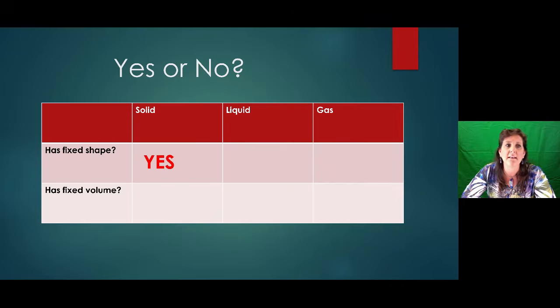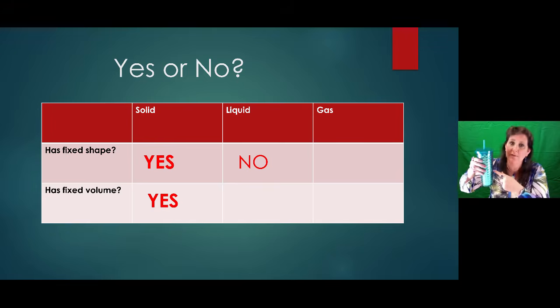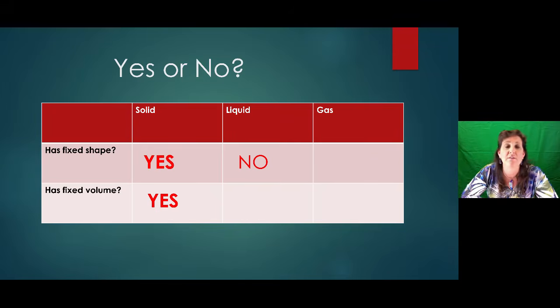Let's see. Does a liquid have its own fixed shape? Whoops, wrong question. Does a solid have fixed volume? And the answer is already showing yes, it does. Okay, what about a liquid? Does a liquid have its own shape? No, liquids don't have their own shape. They take the shape of their container. Do liquids have a fixed volume? Yes, they do. The liquid in my cup's about 800 milliliters. So it does have a volume.